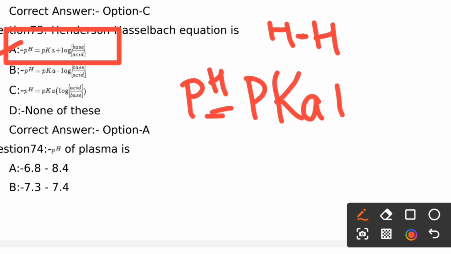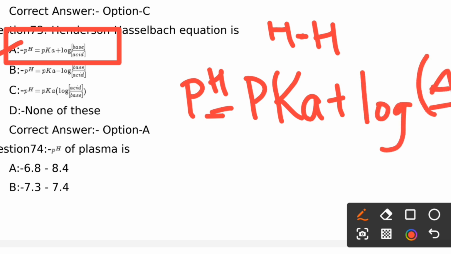pH is equal to pKa. pKa is a constant, plus log concentration of base divided by concentration of acid.